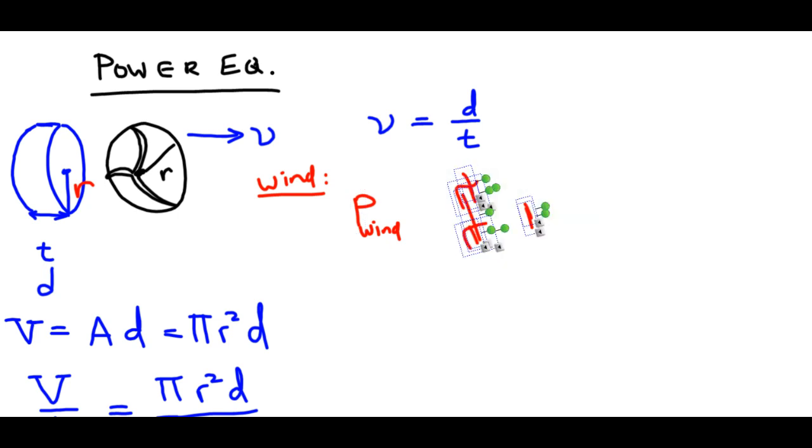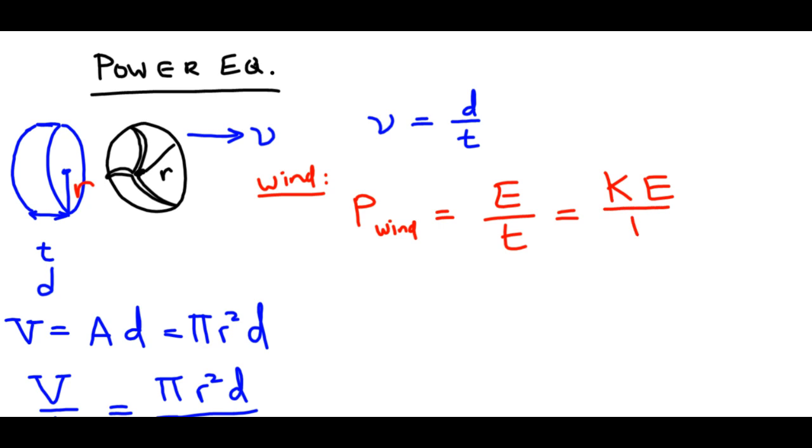Let me move this over. Power of the wind is energy over time. Now the wind has kinetic energy. So this is the equation for the power of the wind so far.